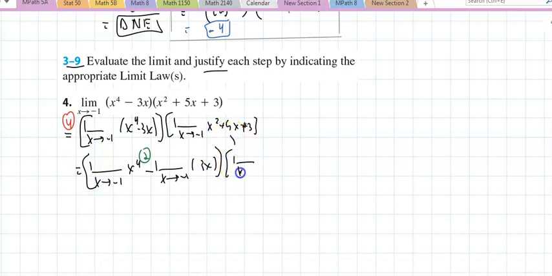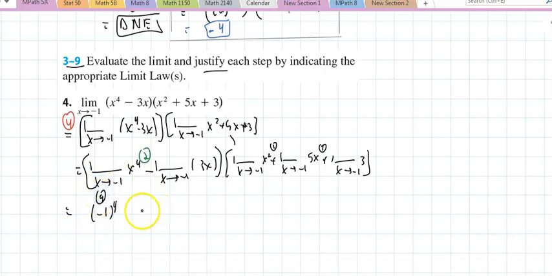here the limit as x approaches negative 1 of x squared plus the limit as x approaches negative 1 of 5x plus the limit as x approaches negative 1 of 3. This is allowed by rule number 1. This is allowed by rule number 1. This is the limit as x. Actually here I'm going to use direct substitution. I'm going to say that's negative 1 to the 4th. Step 9 allows me to do that.